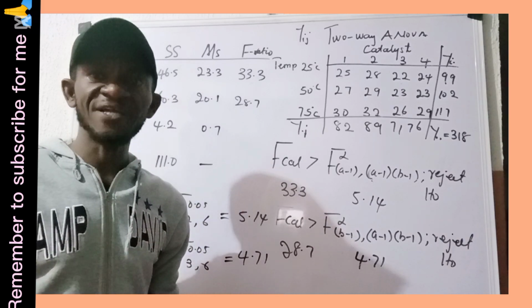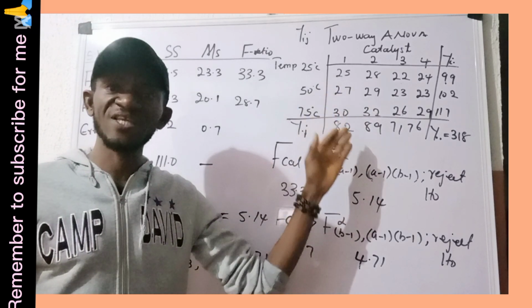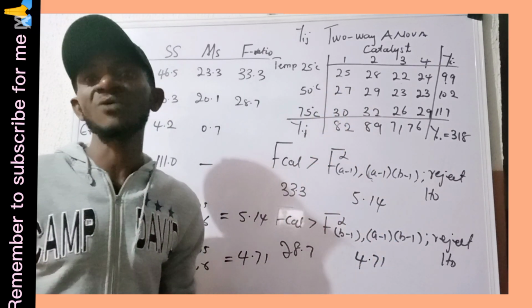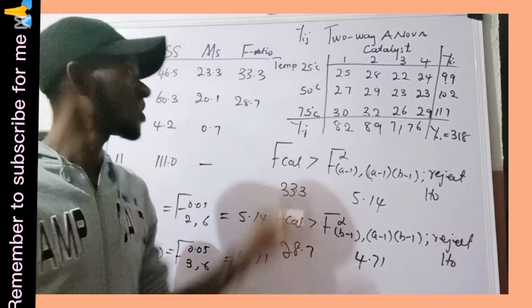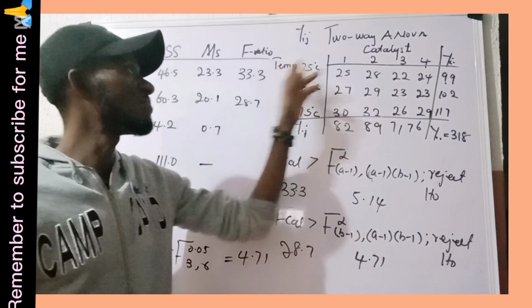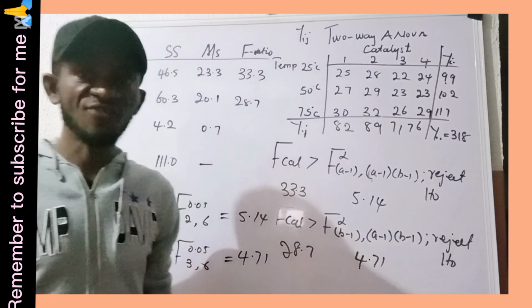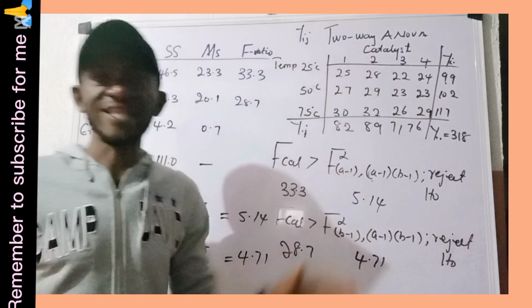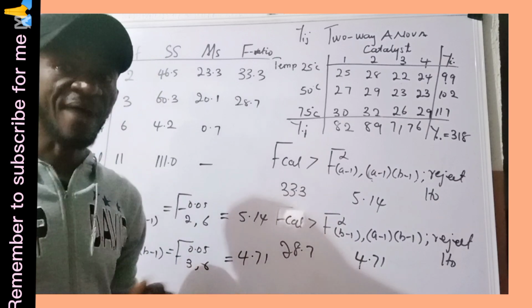We should bear in mind that this two-way analysis of variance which we conducted here is the type without interaction effects. We are just interested in the effect of the two factors, temperature and the catalyst, not necessarily in the interaction effect of temperature and catalyst combined together. So this is how to go about this.